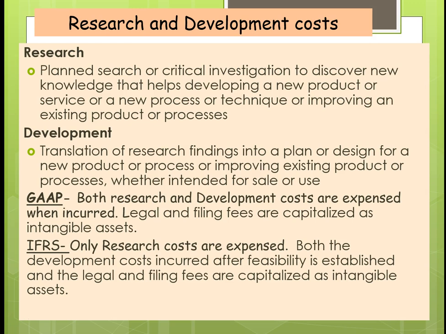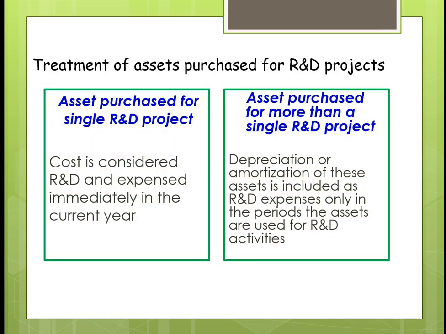Now, what about if we buy something for an R&D project? Well, if the assets are purchased for a single R&D project, we have to expense it as part of R&D. However, if we buy an asset and it's going to be used on multiple projects, then we can capitalize it, depreciate or amortize it, and include it as part of R&D expenses only in the period the assets are used for the R&D activities.